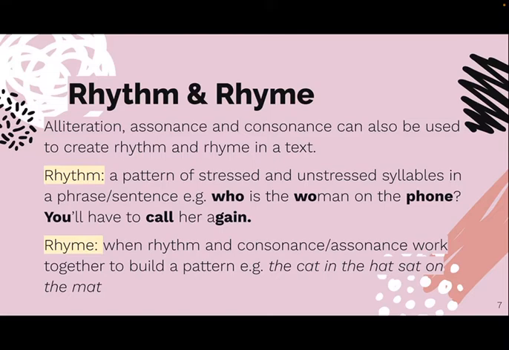Rhyme is when rhythm and consonants or assonance work together to build a pattern. So for example, the cat in the hat sat on the mat. And often you'll find that rhythm goes with that as well.